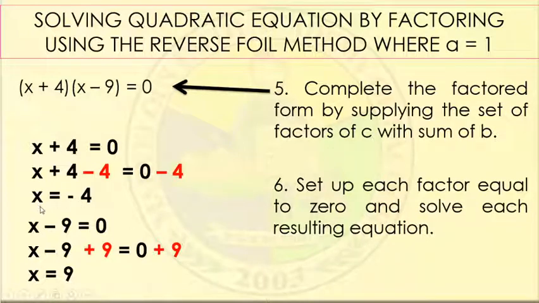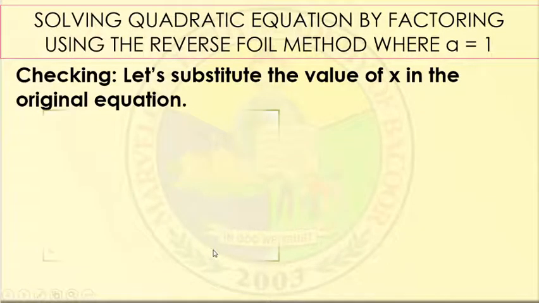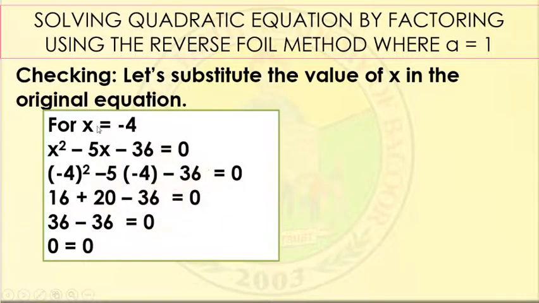So, ang value ng x natin is negative 4 and positive 9. So, check natin kung tama nga ba yung sagot natin. By substituting the value of x, so we have x equals to negative 4. So x squared minus 5x minus 36 equals to 0. So our original equation. So just substitute the value of x. Negative 4 squared minus 5 times negative 4 minus 36 equals to 0.